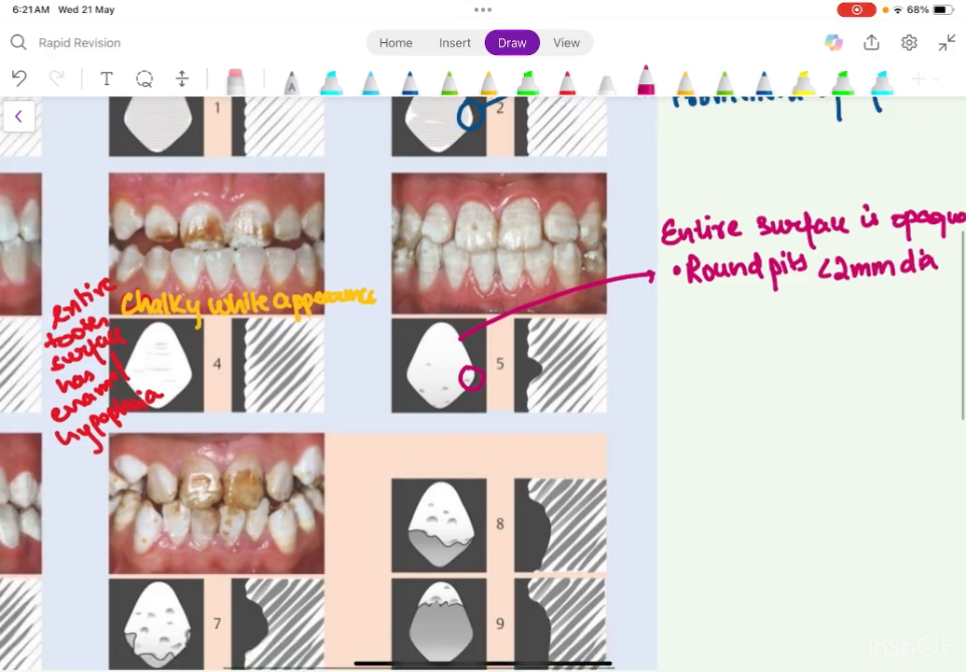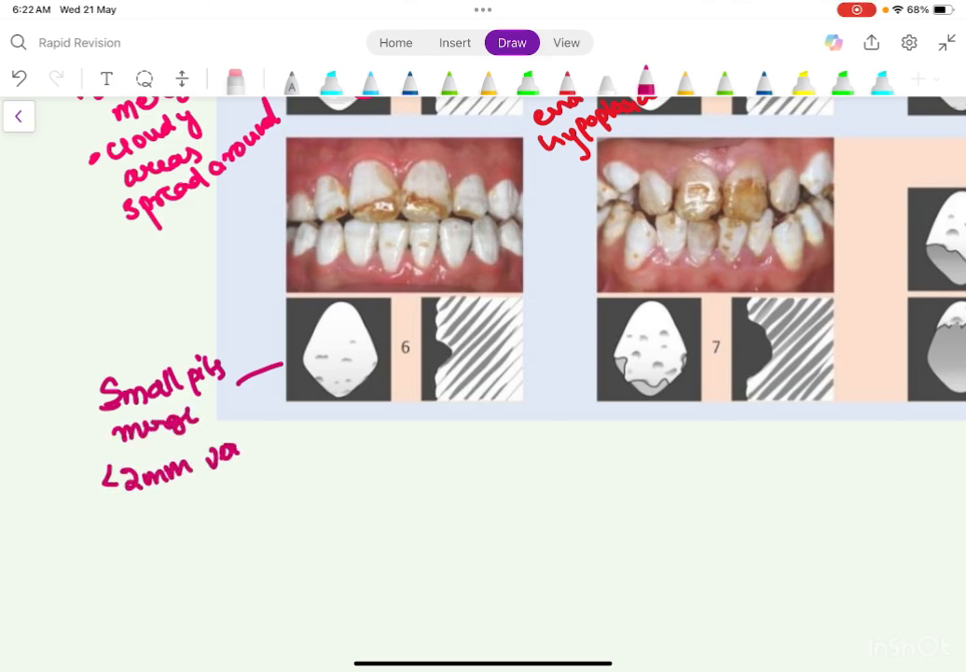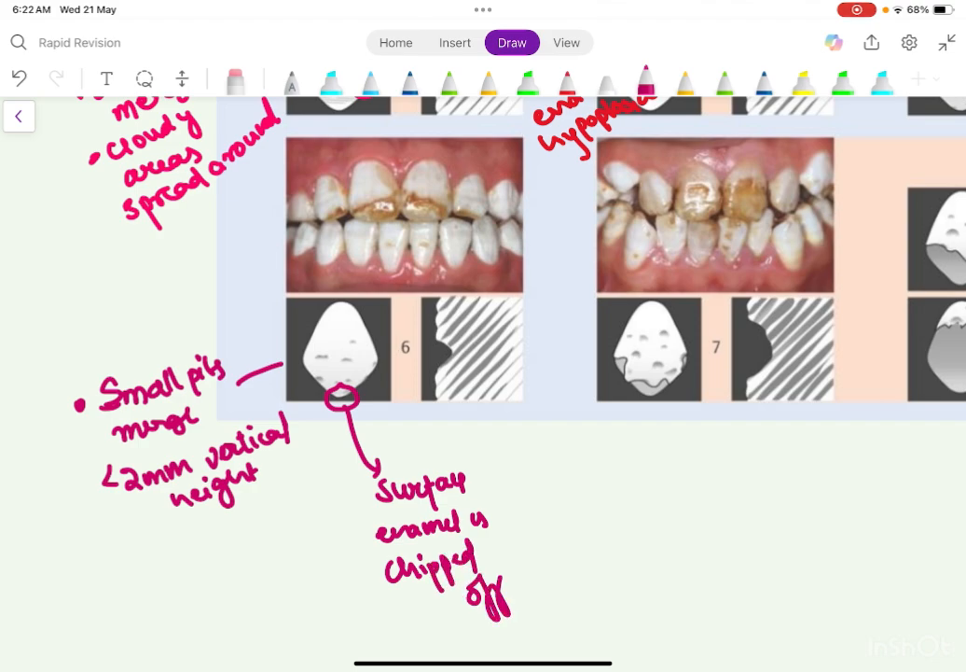Now let's talk about the sixth. In this one you see that the small pits merge, okay, and they have less than 2 mm vertical height. And one more change, look here, you will see that the surface enamel is chipped off, but the change is less than 2 mm.